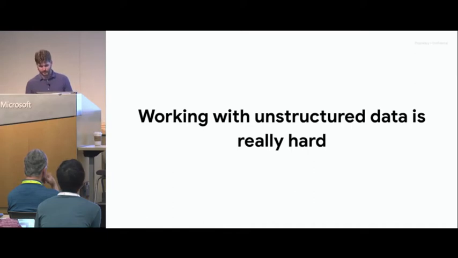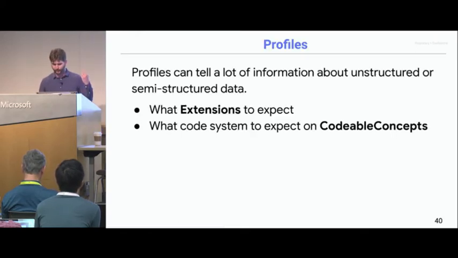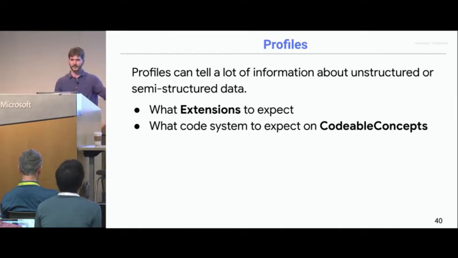So working with unstructured data is really hard, is the problem we want to solve. And our key insight here is that profiles give us a map of what unstructured data looks like. I like to think of FHIR resources as a really, really nice apartment where someone cares a lot about everything being in its right place. They've got the bookshelf, they've got the history books on one shelf, they've got the novels on another shelf, they've got a well-placed kitchen where everything is in its right place. But then there's everything that doesn't have a place. And everything that doesn't have a place just gets dumped into a big pile in the corner. And that's what extensions and CodeableConcepts are, because there's no well-defined structure.